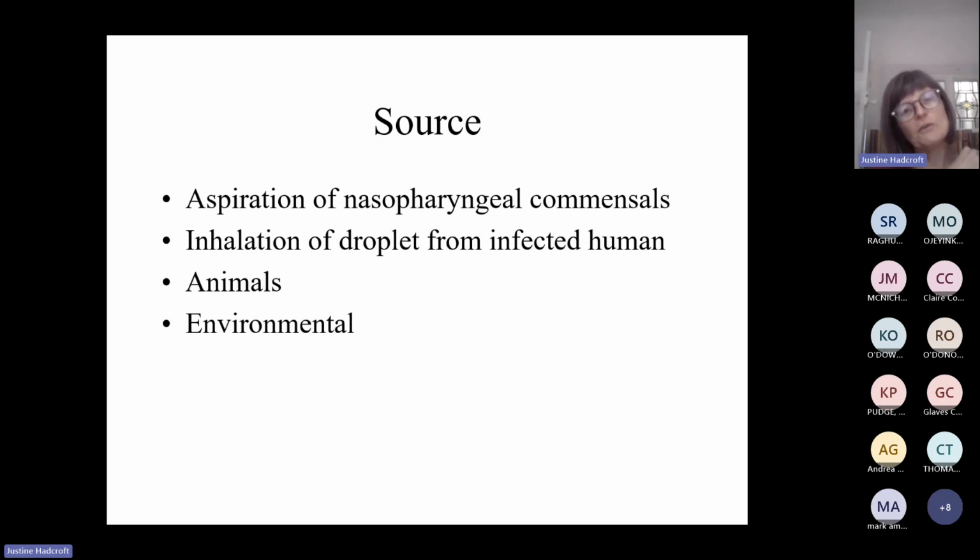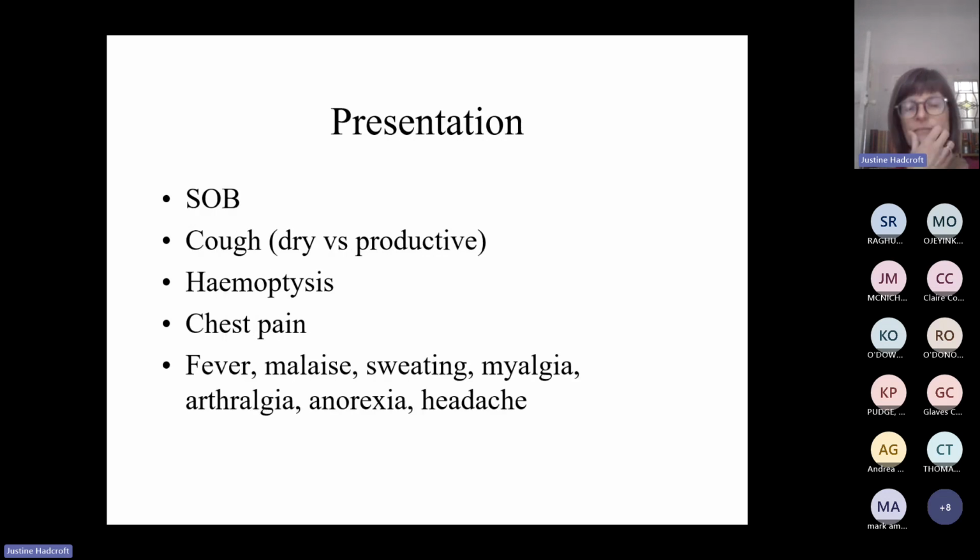You can also catch them from animals. So there are pneumonias you can catch from infected animals, in particular birds, so the Chlamydia psittaci I mentioned already, and then environmental organisms, so stuff that lives in the soil, around and about, things like atypical mycobacteria. People can become infected with that.